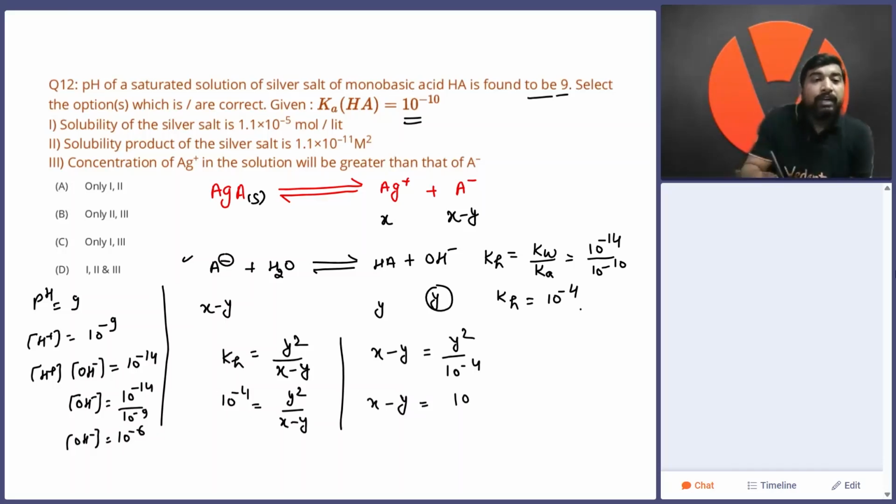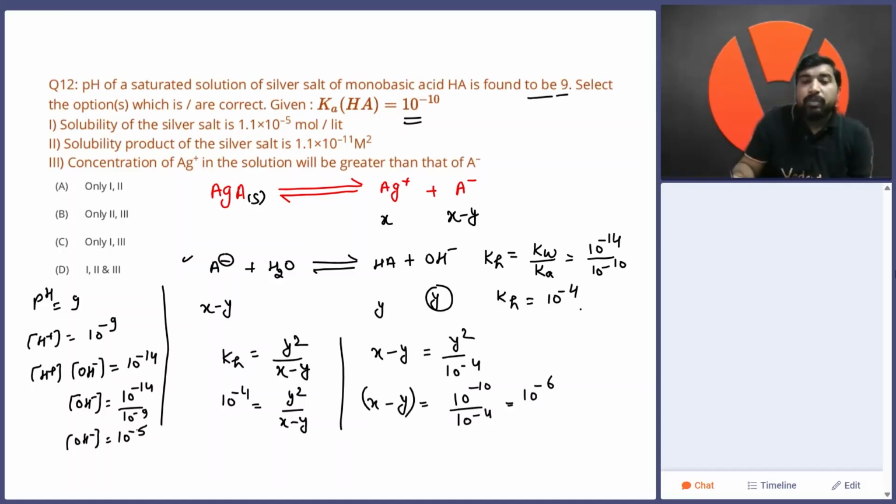Here it should be 5, not 6, it should be 5. So y square is equal to 10 raised to the power minus 10 upon 10 raised to the power minus 4. That is equal to 10 raised to the power minus 6.